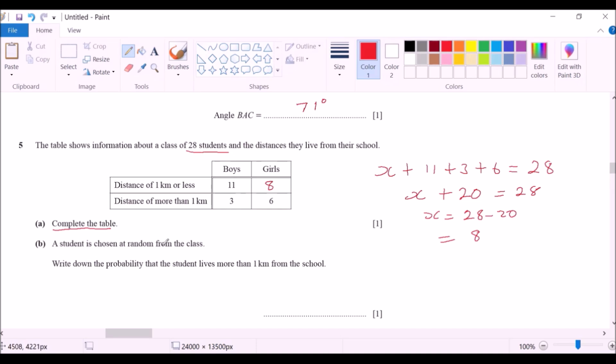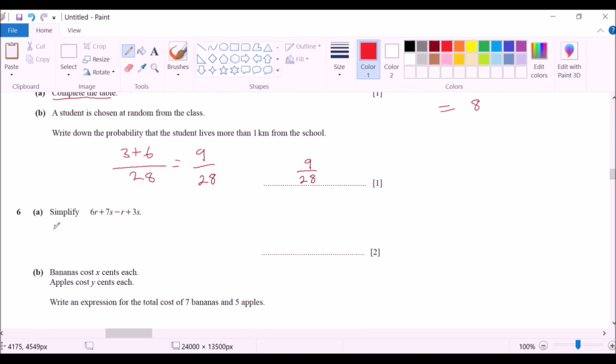We want a number here. A student is chosen at random from the class. Write down the probability that the student lives more than 1 kilometer from the school. So we look at distance of more than 1 kilometer. How many students are more than 1 kilometer? It's 3 plus 6, so it's 3 plus 6 out of a total of 28, which is 9 out of 28. So our answer is 9 out of 28. We cannot reduce this to lowest terms, so we put 9 out of 28.